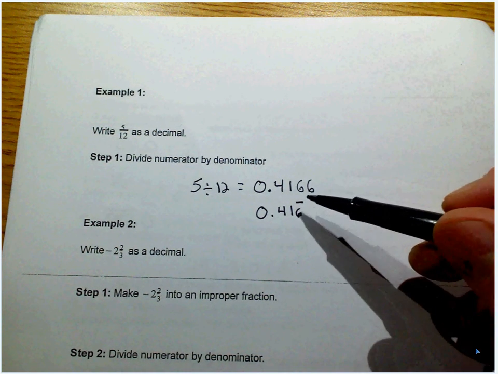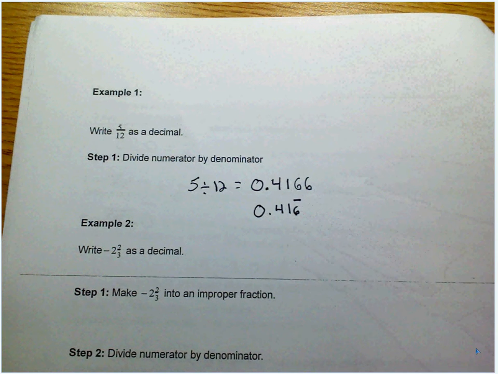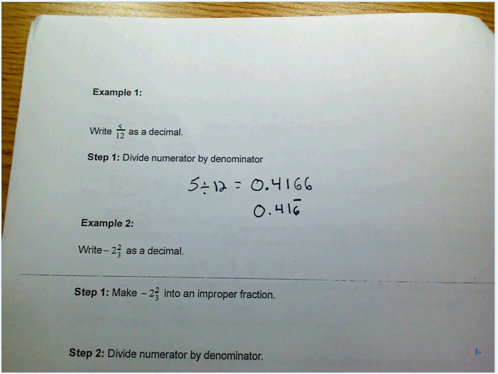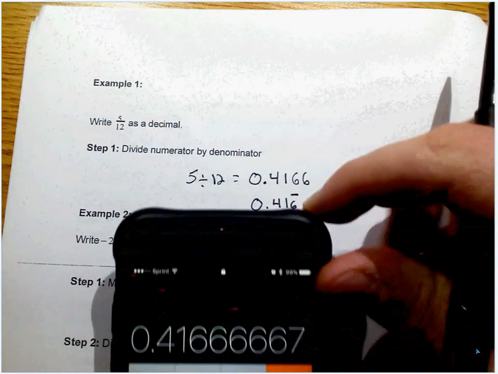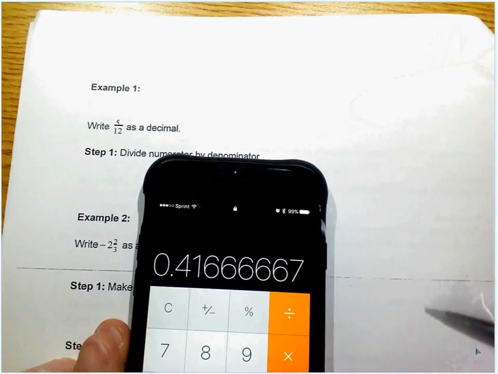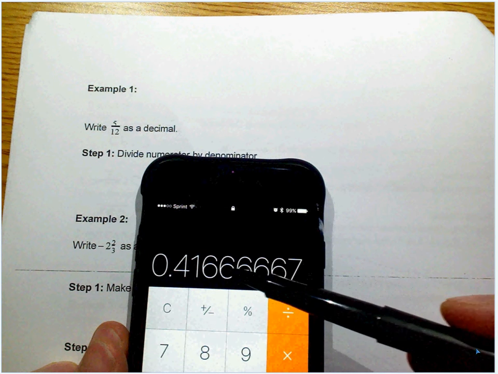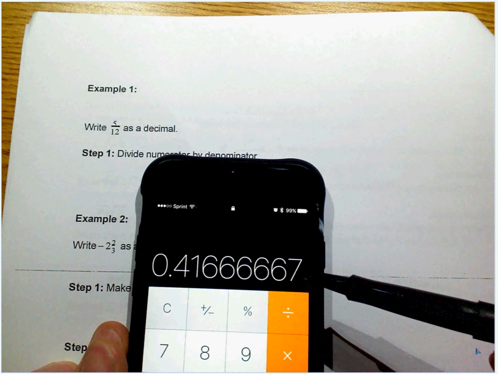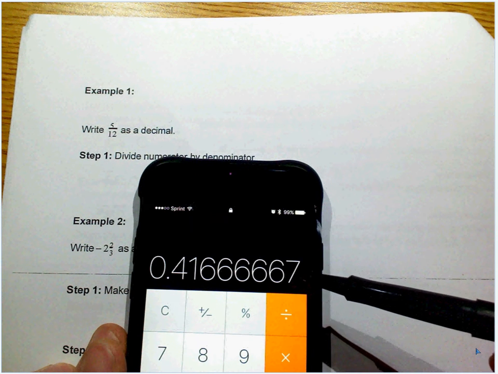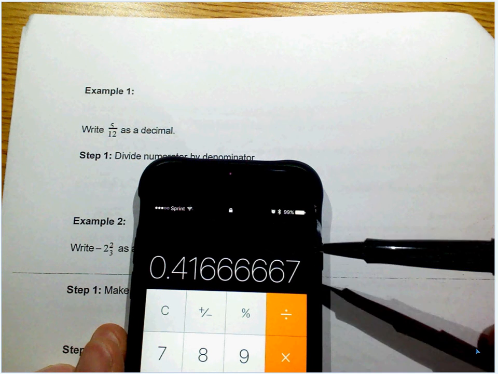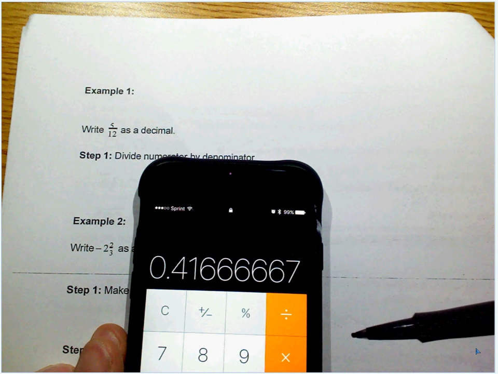The bar only goes over the 6 because the 6 is the only thing that's repeating. Now when you look at your calculator, you'll know that it's repeating because the last digit will be rounded. Okay? For instance, you see how these are all 6s, and the last digit is a 7. You know that they rounded it up because they ran out of room on the front of the calculator.